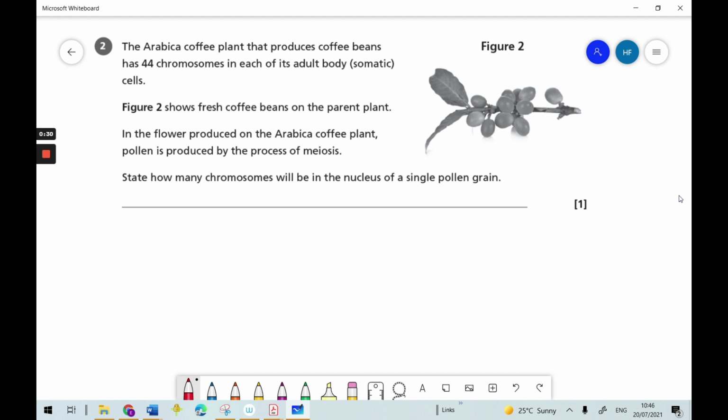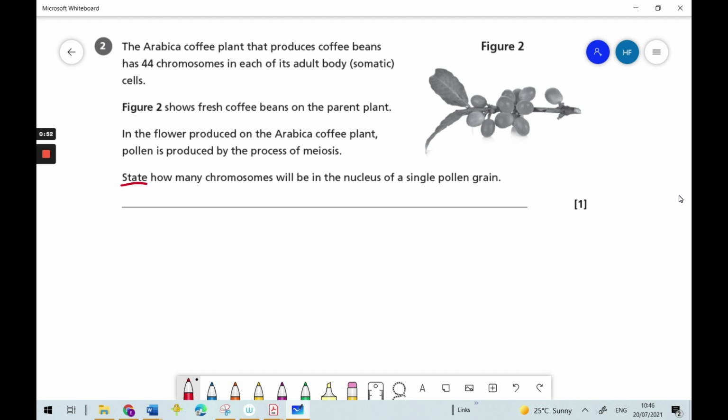Now the command word in this question is the word state. So that means that we just have to give a short answer based on what we know. And importantly, this is an application question, so you won't have actually learnt how many chromosomes are in a pollen grain of the Arabica coffee plant, but you're expected to use your knowledge and understanding of chromosomes and sex cells to work out the answer.